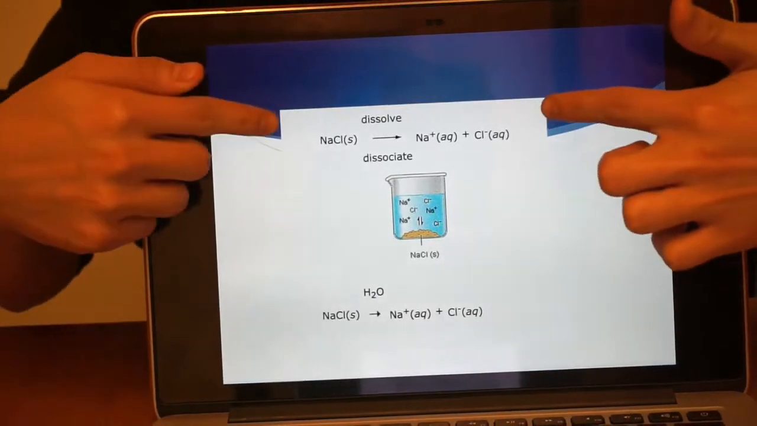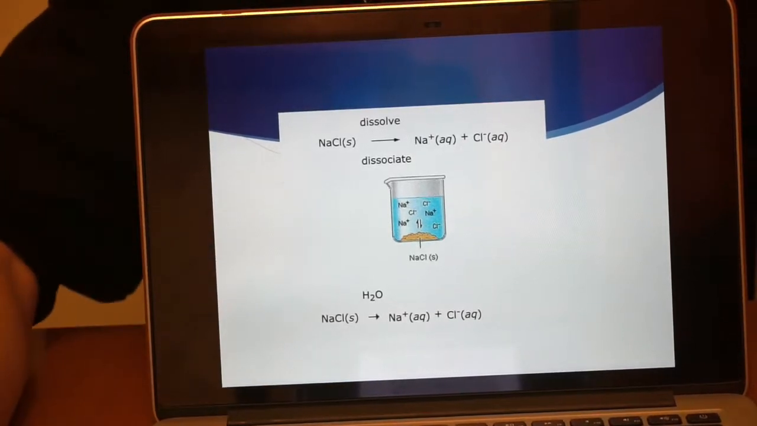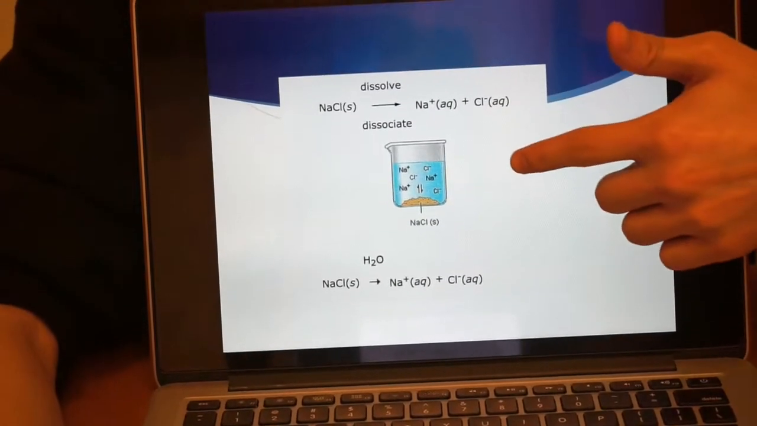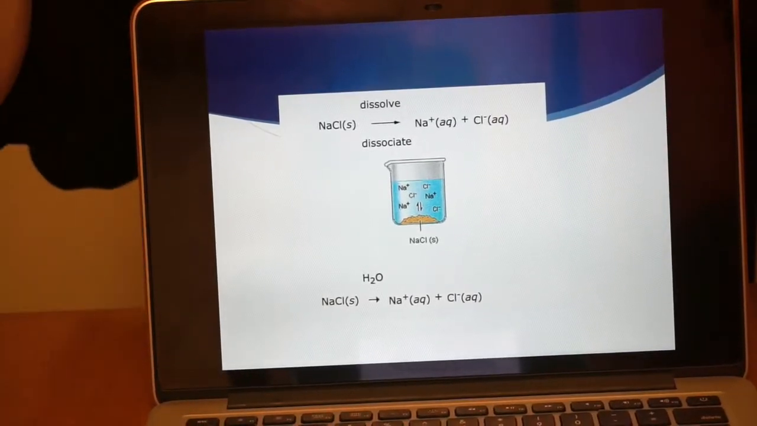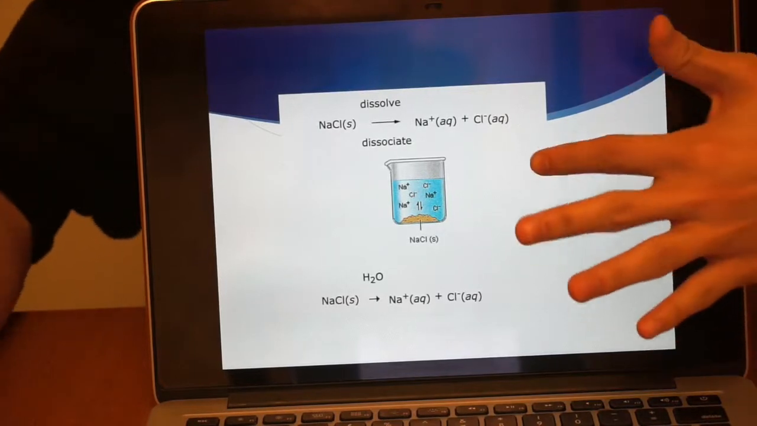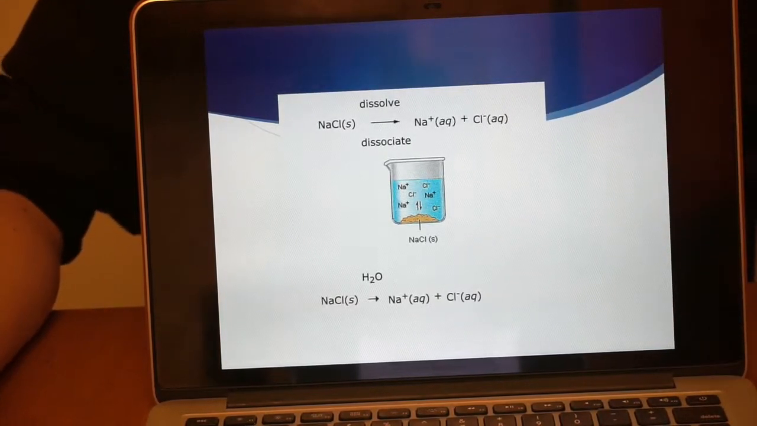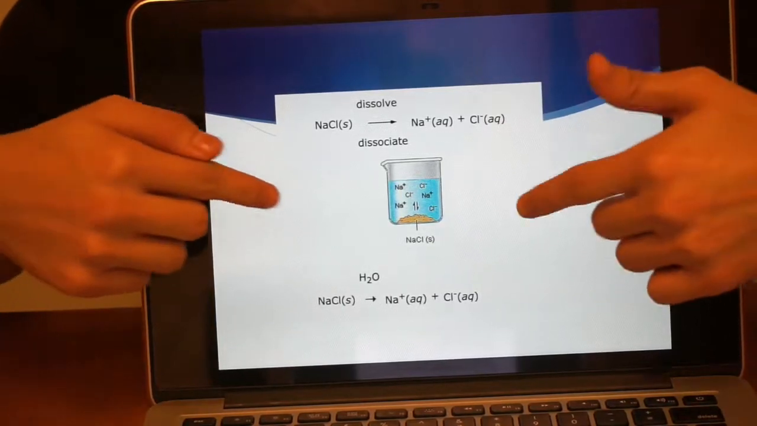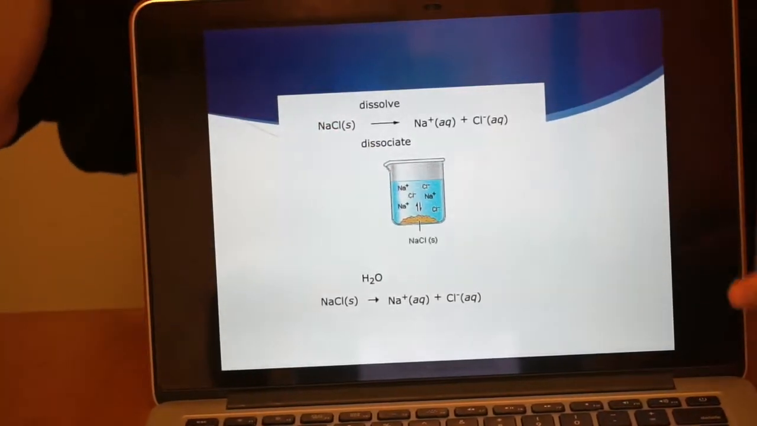And the next one we have is NaCl, which is an example of an ionic solid. Ionic solids contain positive and negative ions, and they are held together by the strong force of attraction between particles, which is here.